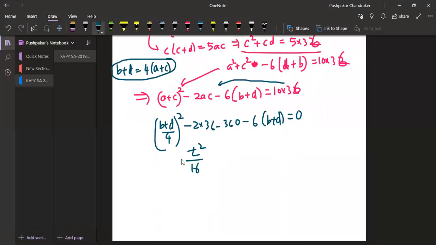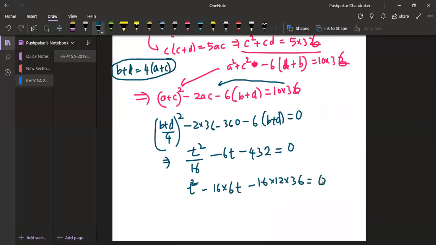What is T? B plus D is nothing but T. Minus 6T, minus this, two value you can calculate. So get 2, 3, 4, 32. We did not multiply this, I think. 16 into 60 minus 16. Break this, it's not required actually. 12 into 36 you get equals to 0.